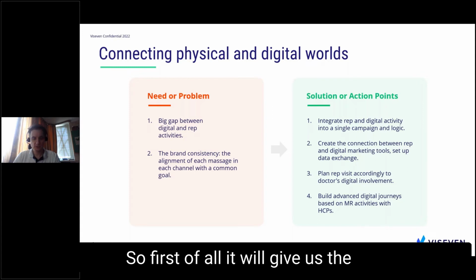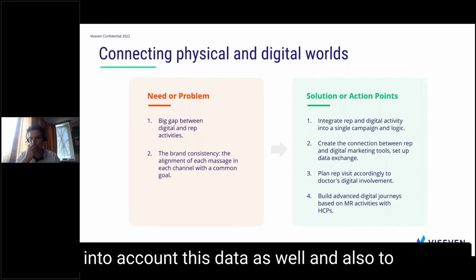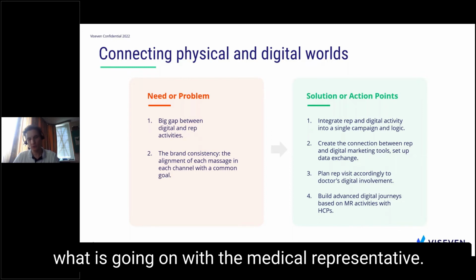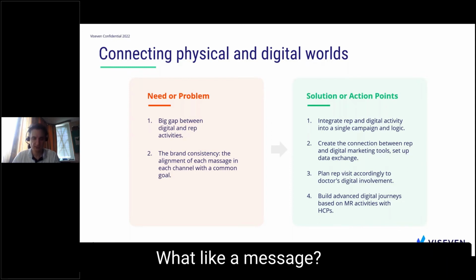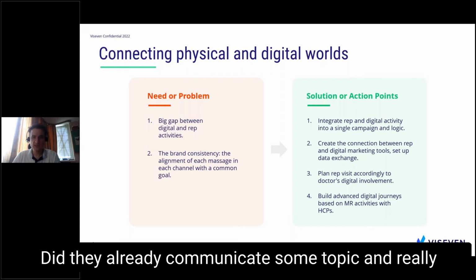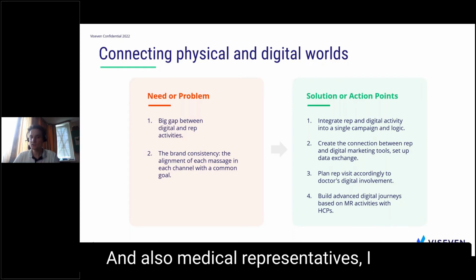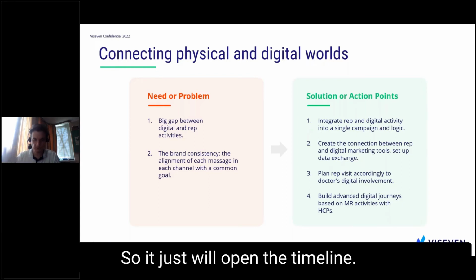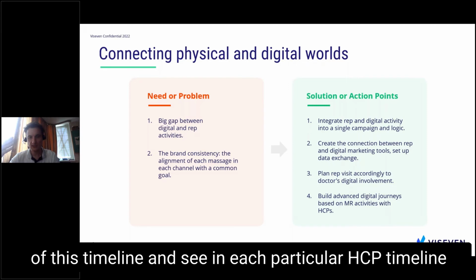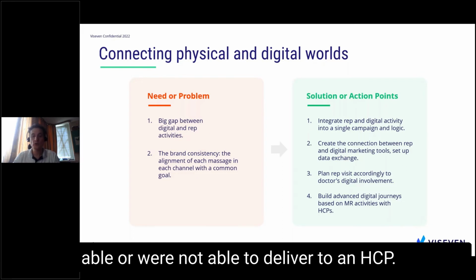First of all, it would give us the possibility to create segments in marketing automation that take this data into account as well, and to align the logic based on what is going on with the medical representative, what messages they bring in, whether they already communicated some topic and succeeded in encouraging the HCP to do something. And the medical representative, vice versa, can plan their work accordingly. We will open the timeline. I will show you in a minute an example of this timeline, and in each particular HCP timeline you see what is going on, what activities, what messages we were able or not able to deliver to the HCP.